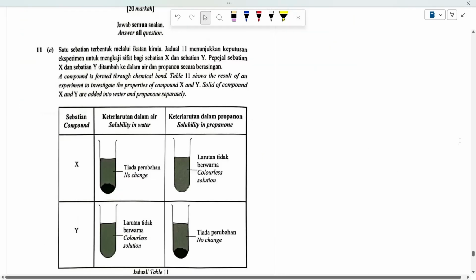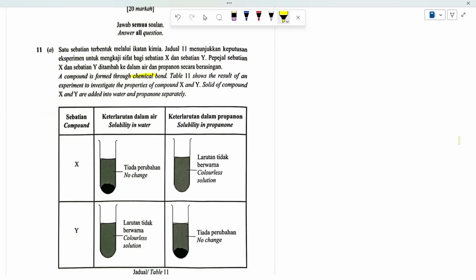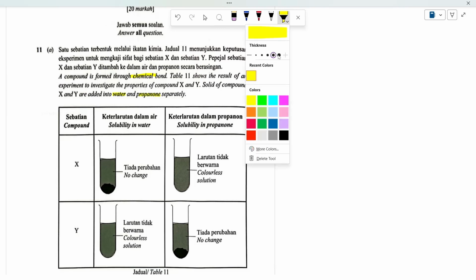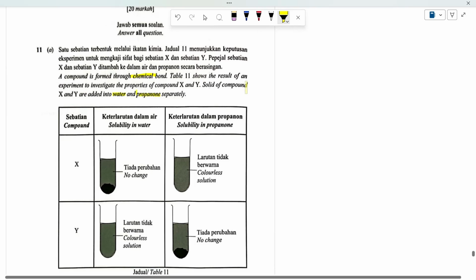Okay, we look at the last question. A compound is formed through chemical bonds. The table shows the result of an experiment to investigate the properties of compound X and compound Y. Solids of compound X and Y are added into water and propanol separately. Okay, Faris, what is propanol? What is the solvent for propanol? It's called what solvent?